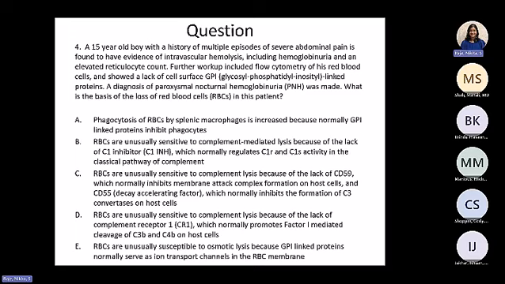A 15-year-old boy with a history of multiple episodes of severe abdominal pain is found to have intravascular hemolysis, including hemoglobinuria and elevated retic count. Further workup, including flow, showed a lack of cell surface GPI-linked protein. Diagnosis of PNH was made. What is the basis of the loss of RBCs in this patient?